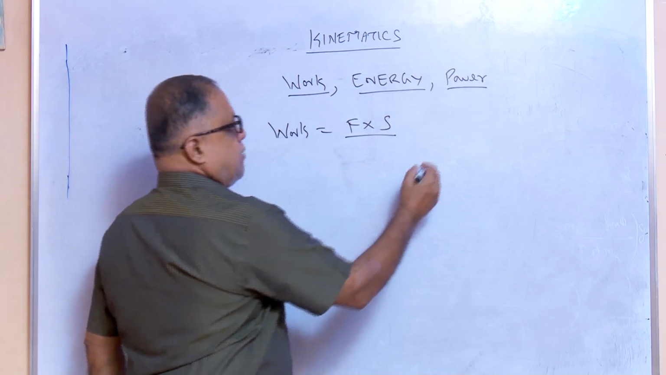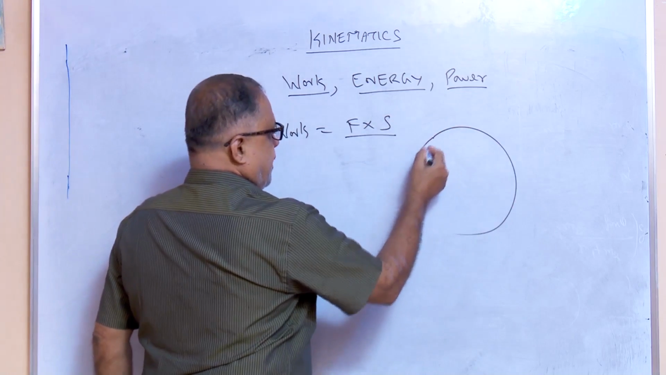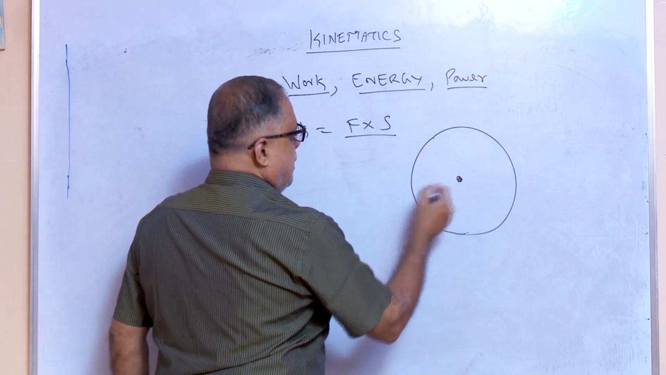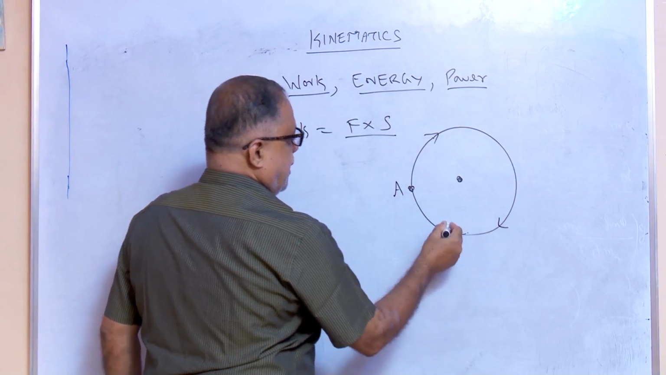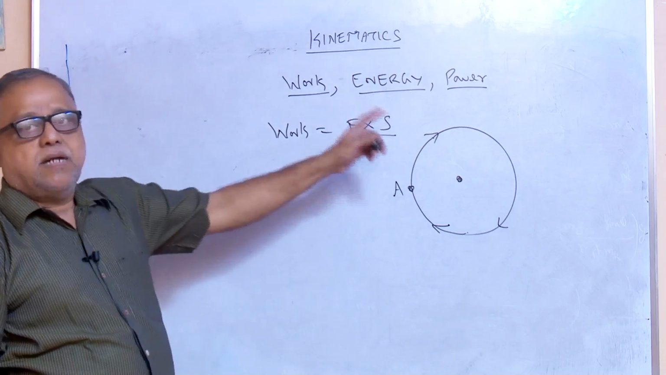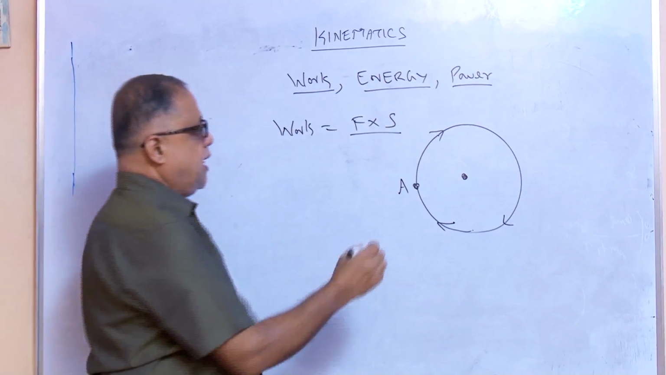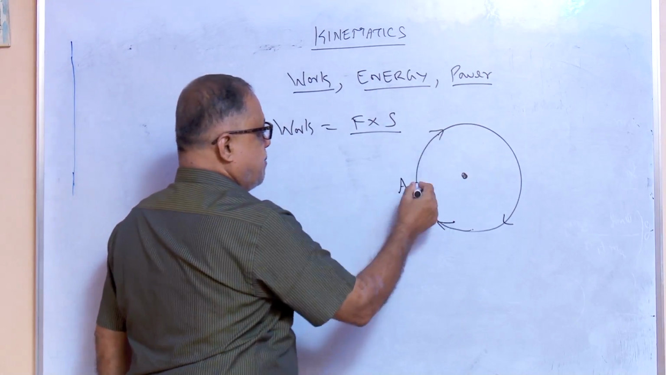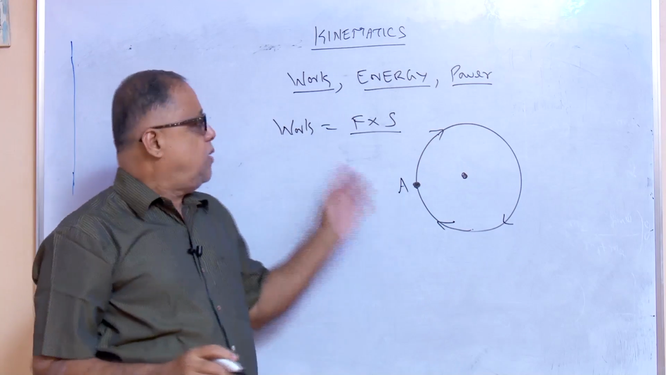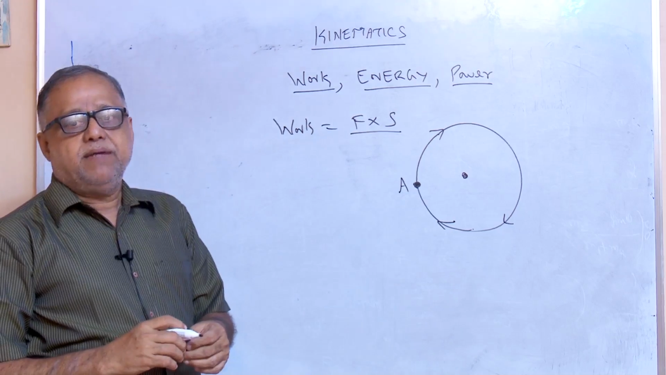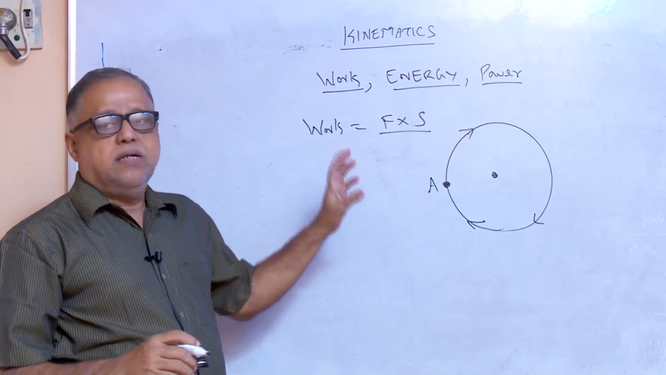When I talk about a circular path, immediately I can take a circular path. One athlete is running like this only, and he is completing 10 rounds. After completing 10 rounds, he is coming back to the starting point. Now immediately I will ask, what is the work done by the athlete? So immediately we can say the athlete has got 0 work done.